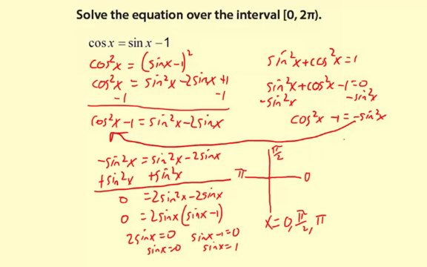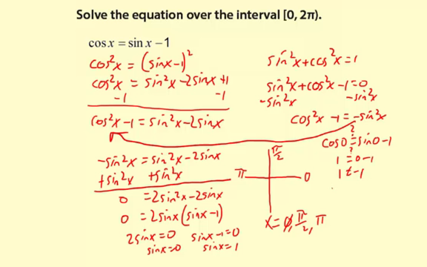First we'll check 0. So we want to know is cosine of 0 equal to sine of 0 minus 1. Cosine of 0 is 1. Sine of 0 is 0, then minus 1. Well, 1 is not equal to negative 1, so that means 0 is out.